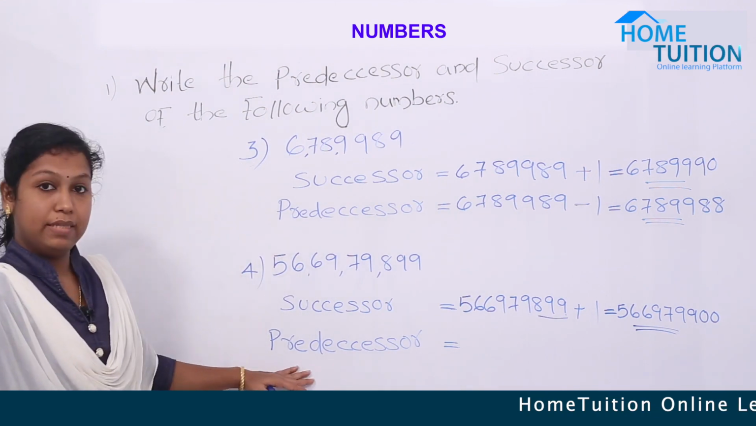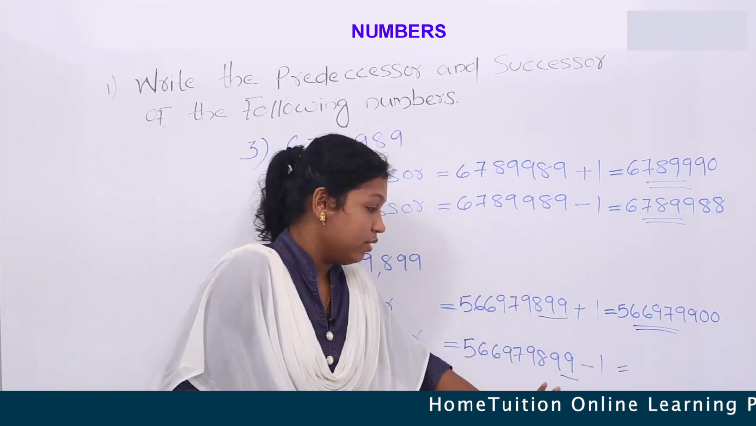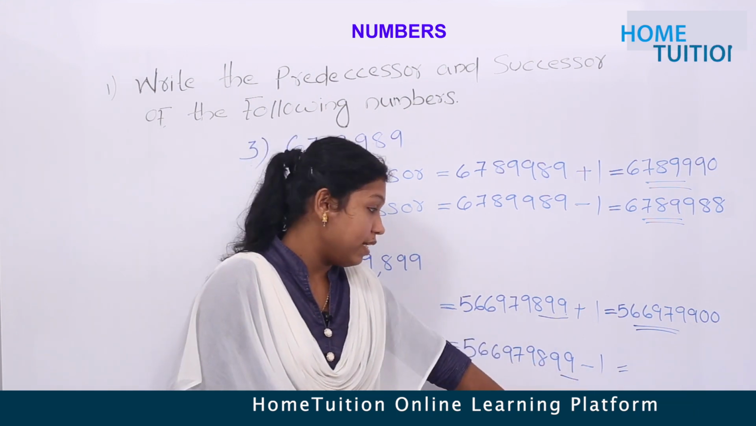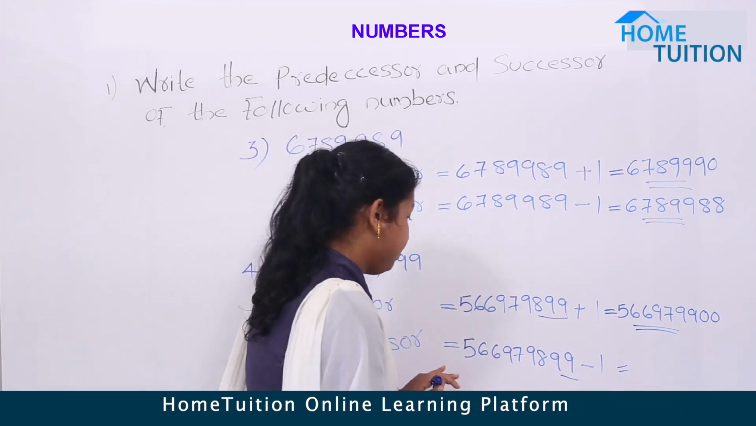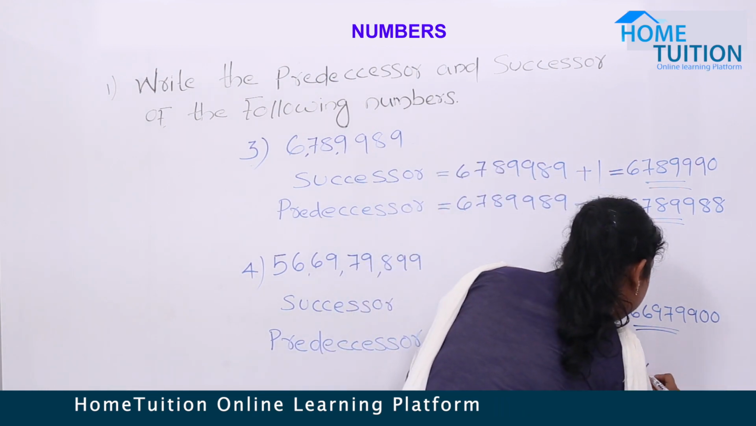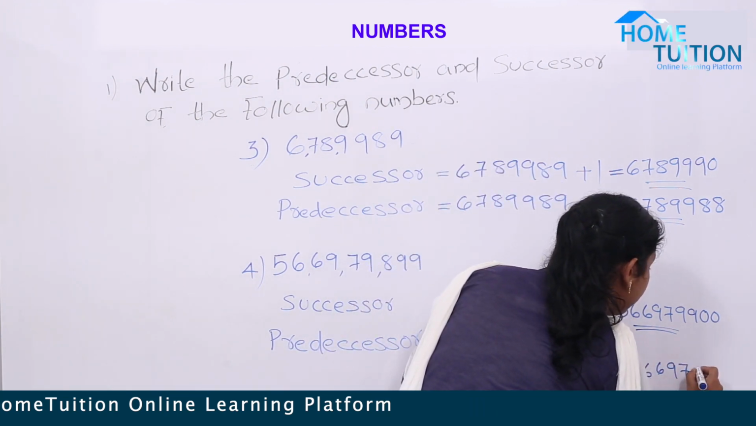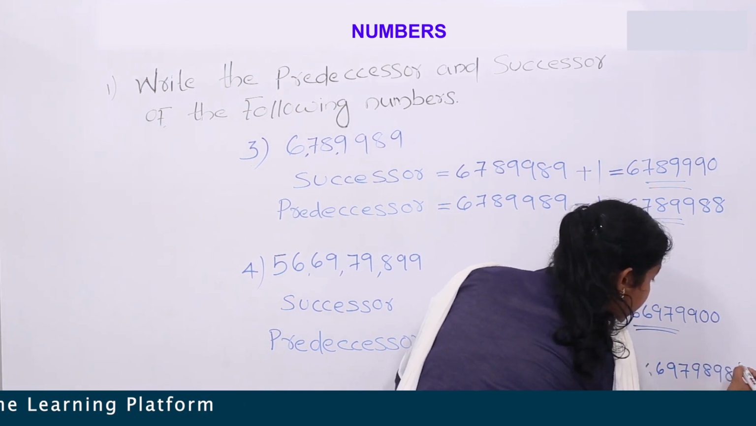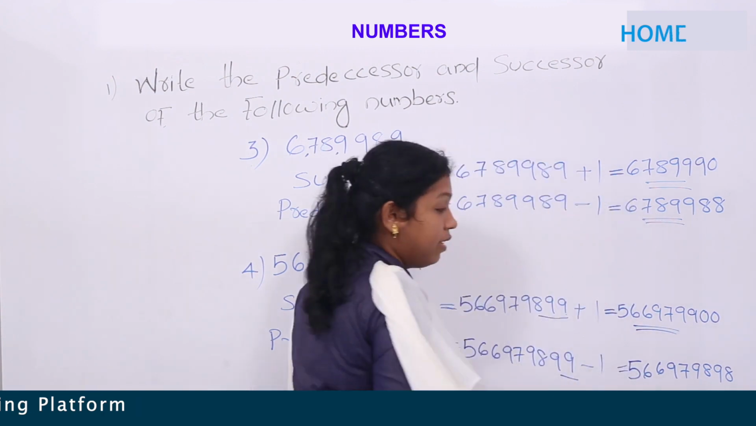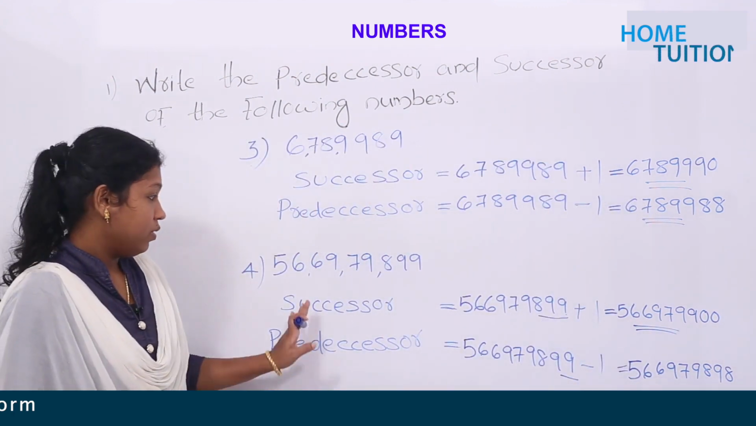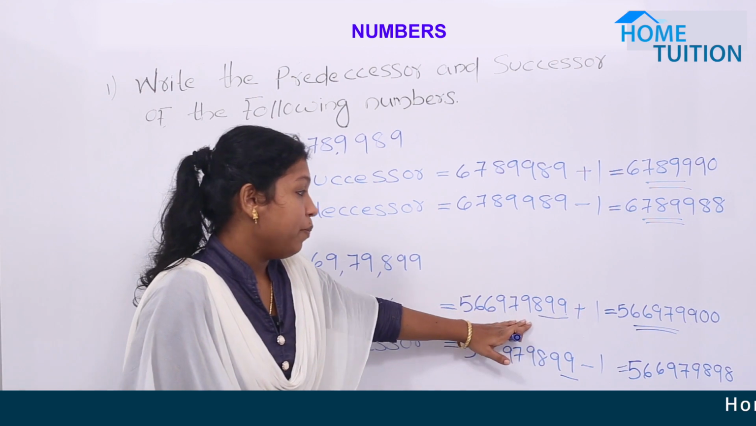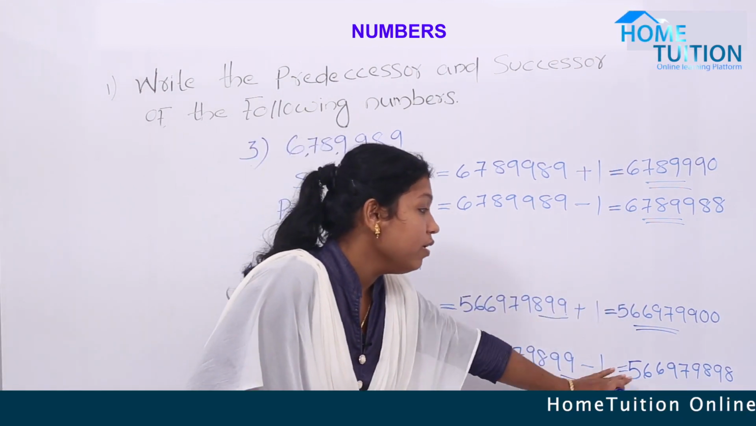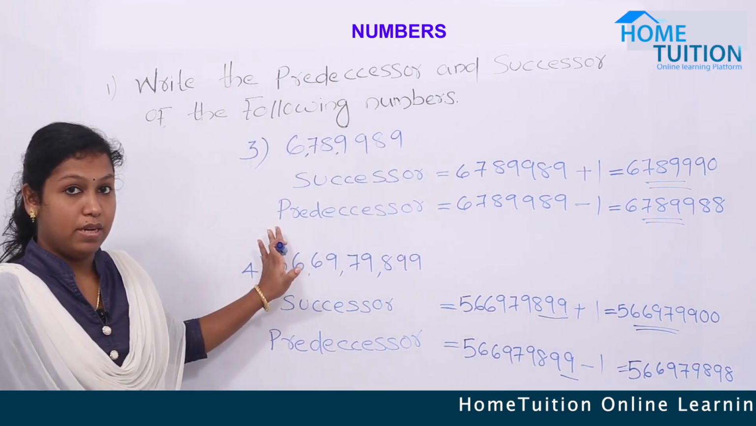Then the predecessor, number minus 1. The last two digits are 99, and 99 minus 1 gives 98. So the predecessor is 5,6,6,9,7,9,8,9,8. That is the predecessor of the number. So for this number, number plus 1 gives the successor, and number minus 1 gives the predecessor.